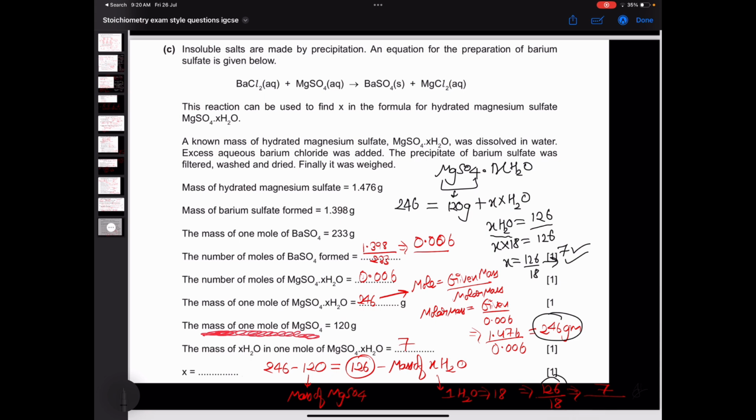Alright, that's it. These were the most important questions of stoichiometry according to our paper pattern.